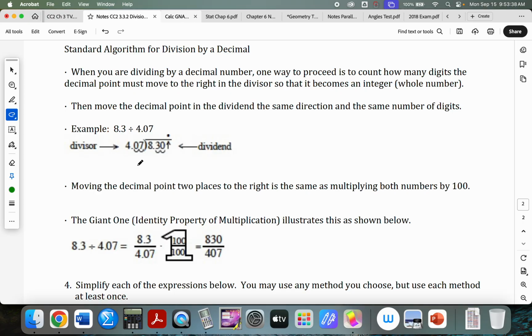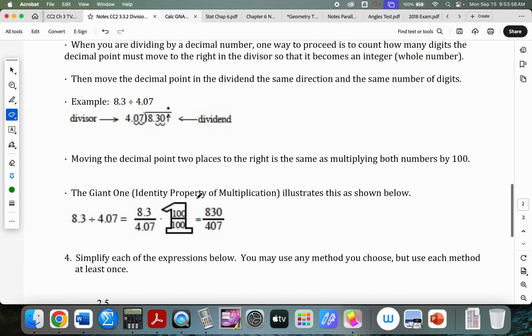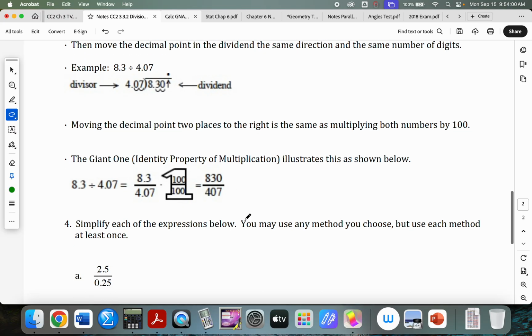Someone said it. They're multiplying by 100, for both numbers. We're multiplying the 8.3 by 100 and the 4.07 by 100. That's why this works, because you're multiplying both numbers by 100. You're multiplying by 1. So the giant 1 property illustrates that here. We ended up with 830 divided by 407. It's the same thing.